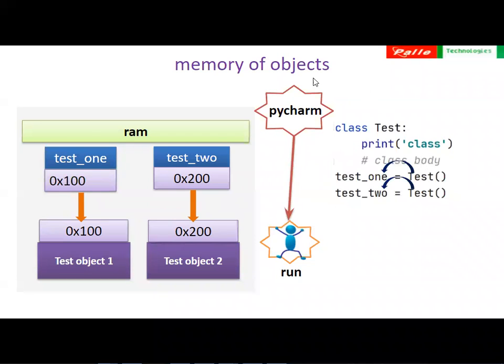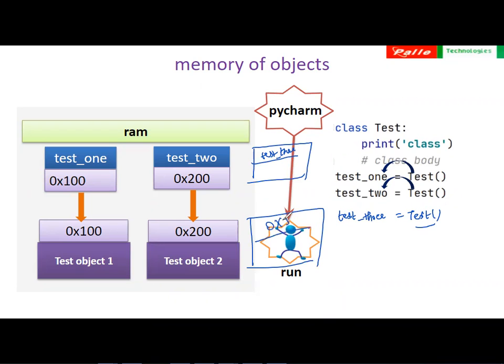Remember, whenever you create any object, the same kind of operation will be performed. Similarly, if I create one more object, for example test3 is equal to test, it will create one more variable called test3. After this, it will create the object. Maybe some object will be created at memory address 0x300, and that address will be stored here, pointing to this object. All these operations will be performed when you create any object. Is it clear?